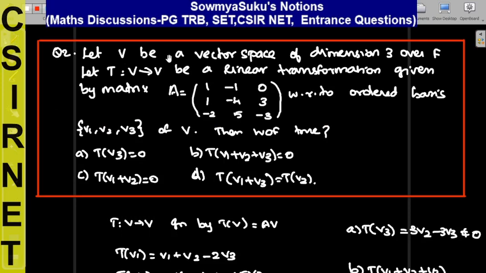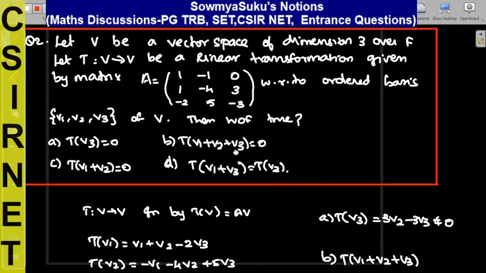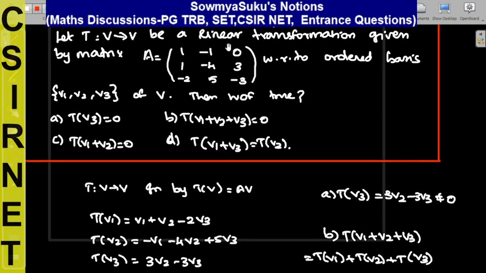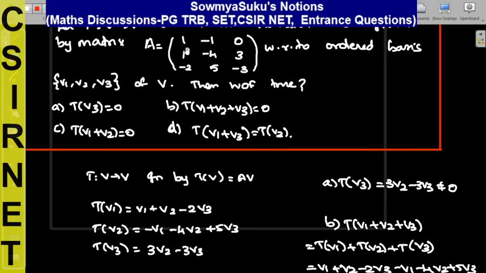Let V be a vector space of dimension 3 over F. Let T from V to V be a linear transformation given by the matrix A with respect to the ordered basis V1, V2, V3 of V. Then which of the following is true? So here T from V to V is given by the linear transformation. So the formula is T of V is equal to A into V. So A is this value, V is V1, V2, V3. Accordingly, we will get T of V1 is equal to V1 plus V2 minus 2 V3. T of V2 is minus V1 minus 4 V2 plus 5 V3. T of V3 is 3 V2 minus 3 V3.